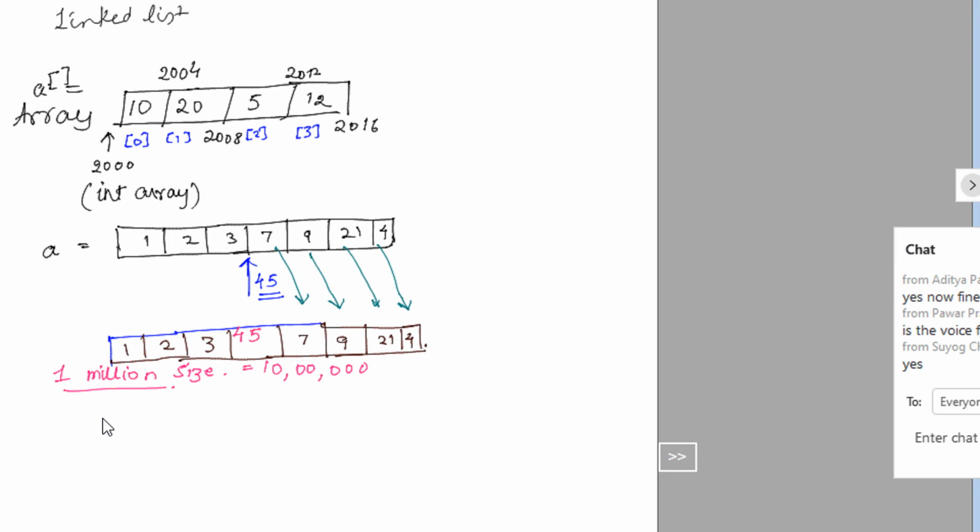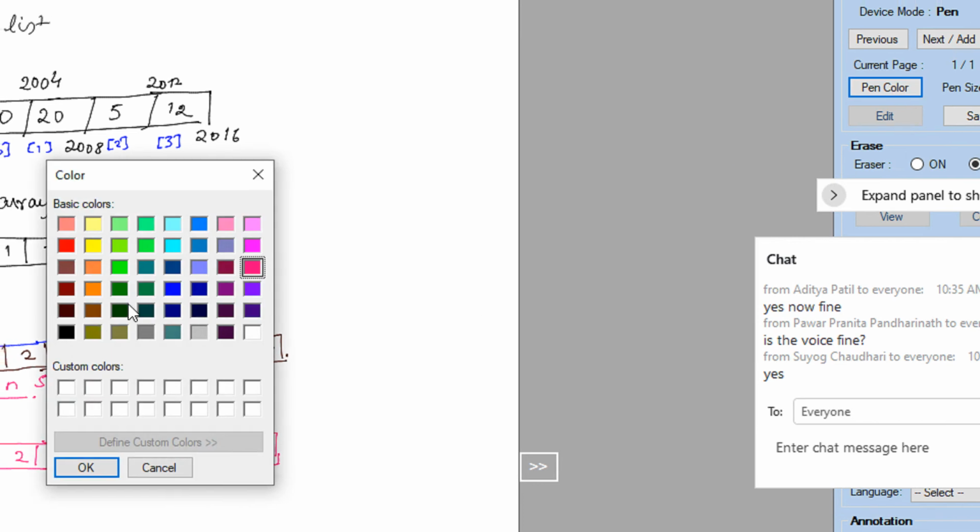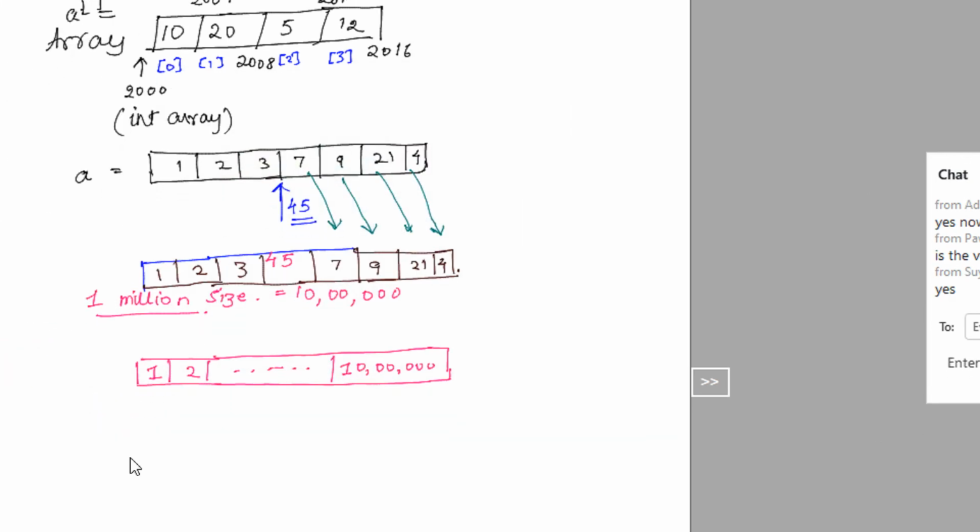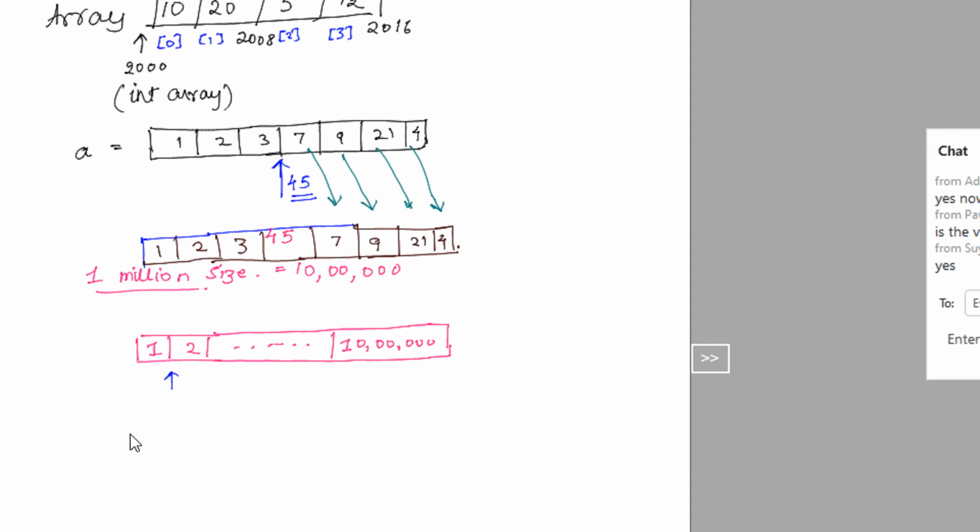So let's say this is the first element, 1, 2, and so on. This is the 1 millionth element. Just for simplicity, I am keeping it like 1, 2, 3, 4 up to 1 million. Now let's say there is a programming requirement where you want to insert an element between 1 and 2. Let's say this element is 1.5, the average of the two. If you see how many elements you have to move, you have to move from 2 to 10 lakh.